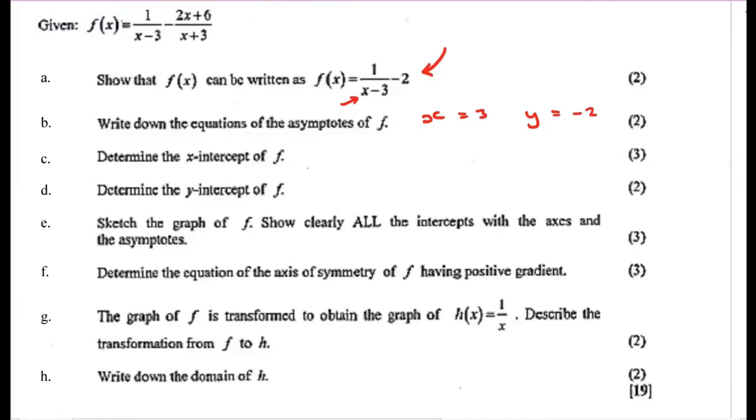Good. For 3 marks, find the x-intercept of f. Great. How do we find an x-cut? Well, we make y 0 because what do we know about an x-cut? There's no height. So here we go: 0 equals 1 over x minus 3 minus 2. We add the 2 and mathy this thing out. All right, go.